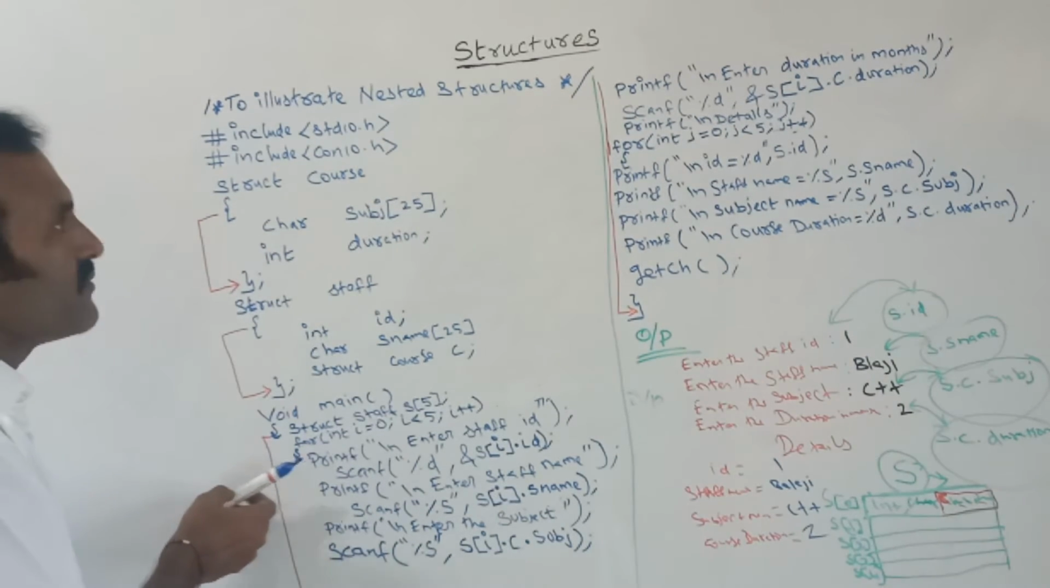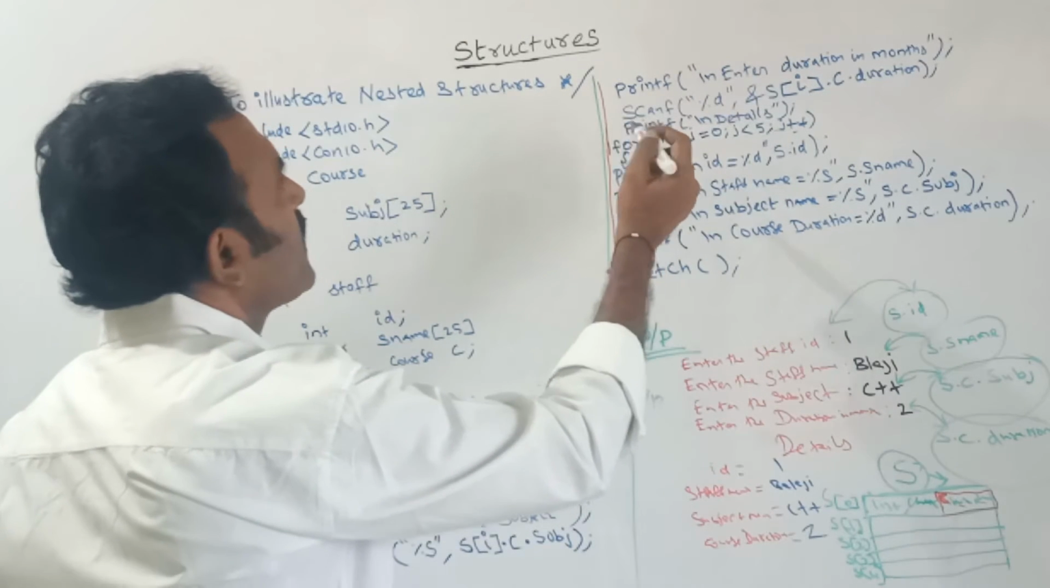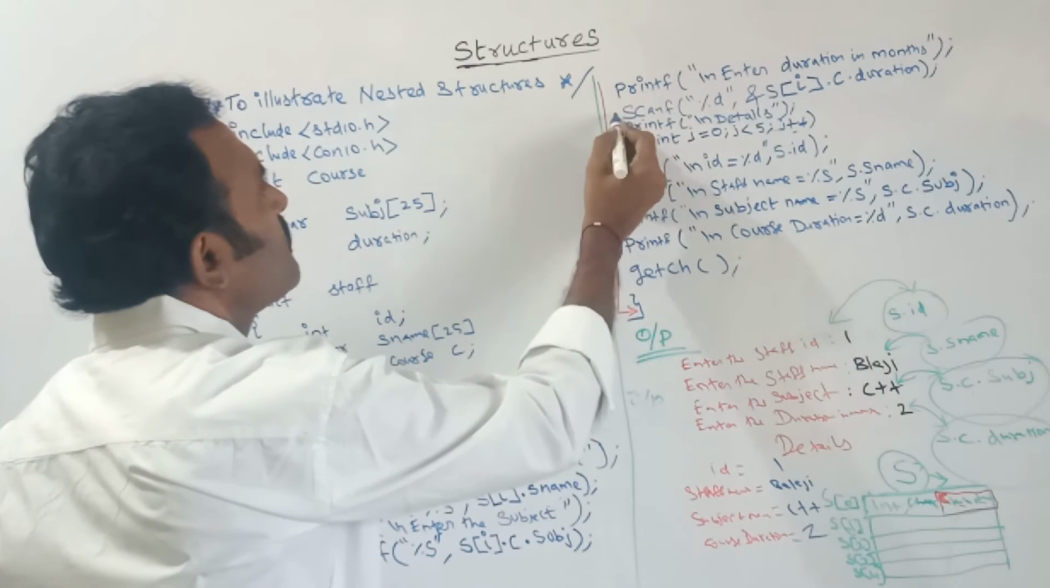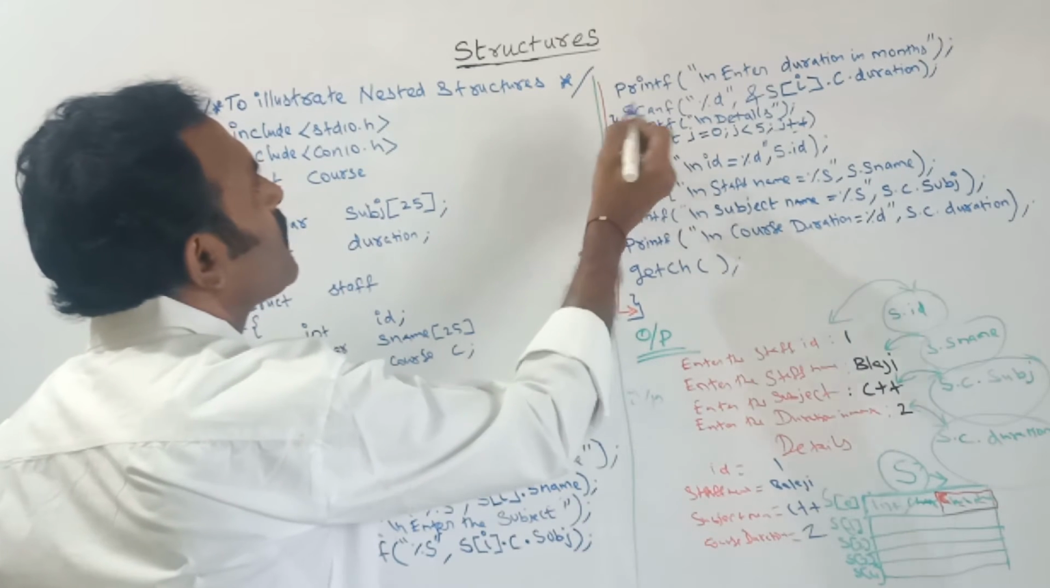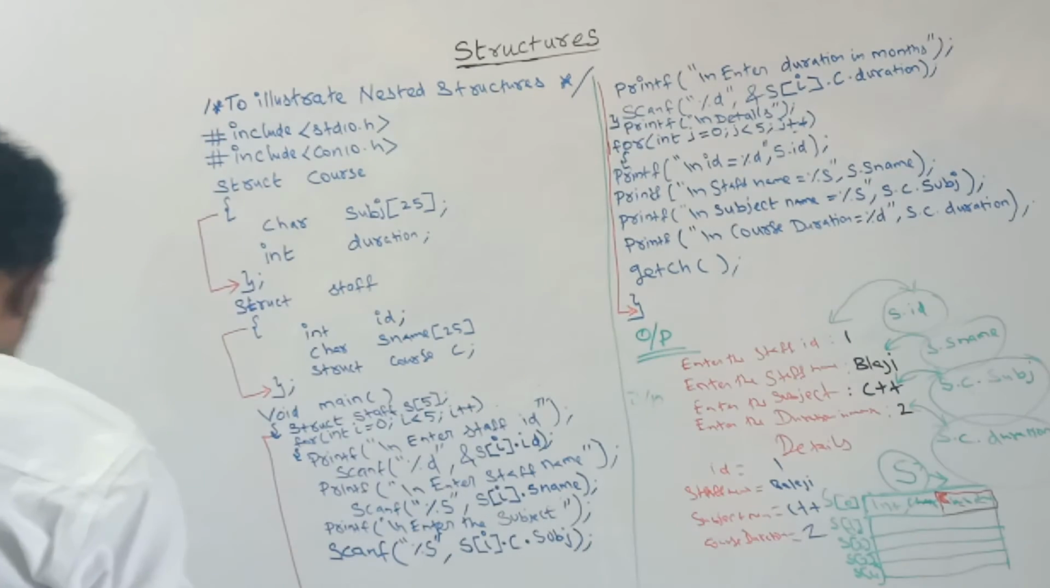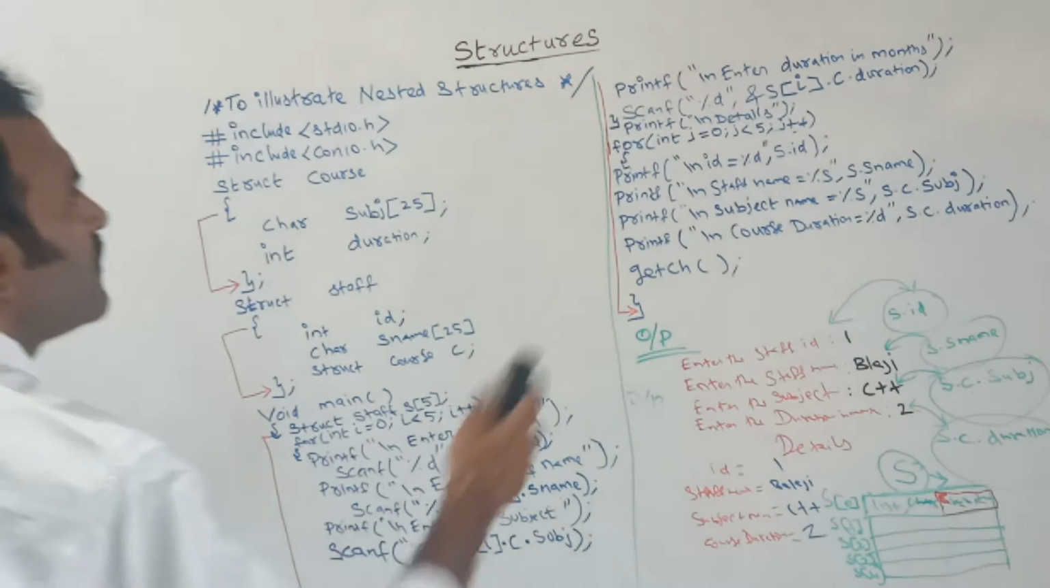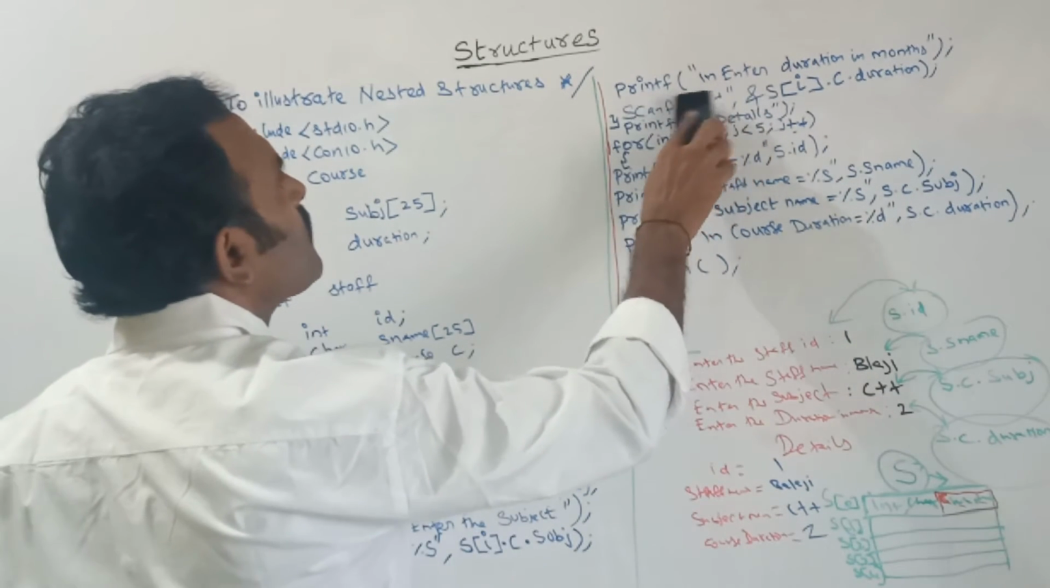Now I need to close the for loop. Where the input I had finished, there I should close the for loop. So up to here I am getting the input. So here the for loop is closed.